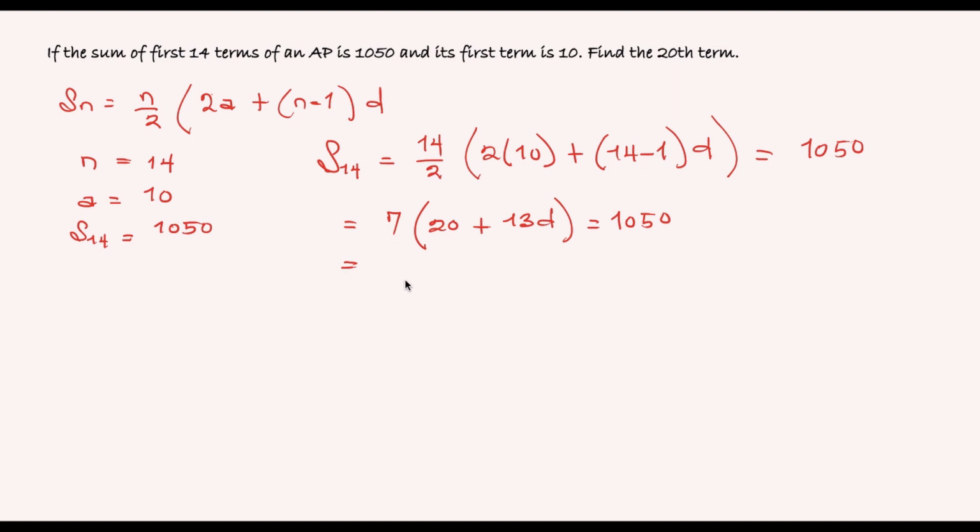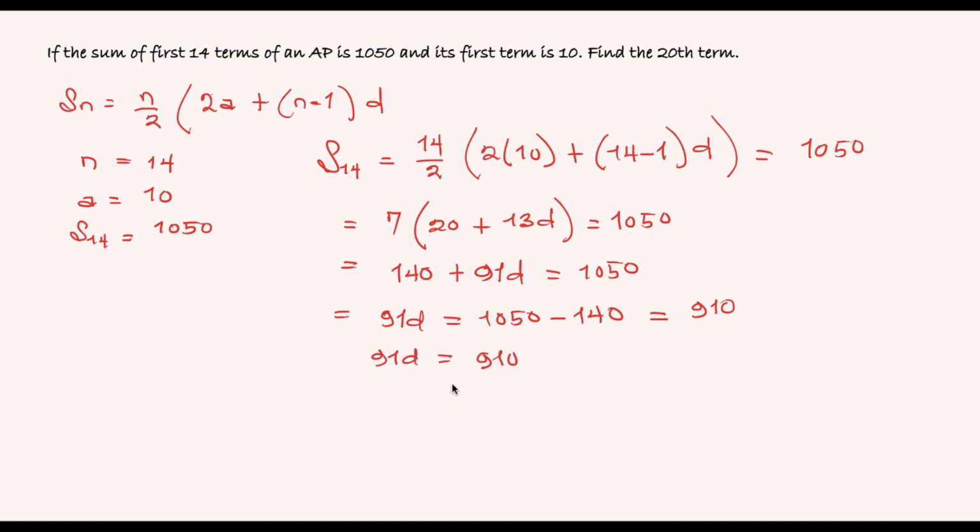So this is equal to 7 times 20 is 140. If we expand this, we have that 7 multiplied by 13 is equal to 91, d equals 1050. So if we make d the subject of the formula here, and we move 140 to this side, we have that 91d is equal to 1050 minus 140. And this is equal to 910. So if 91d is equal to 910, if we divide both sides by 91, we have that d is equal to 10. So now we have our common difference d.